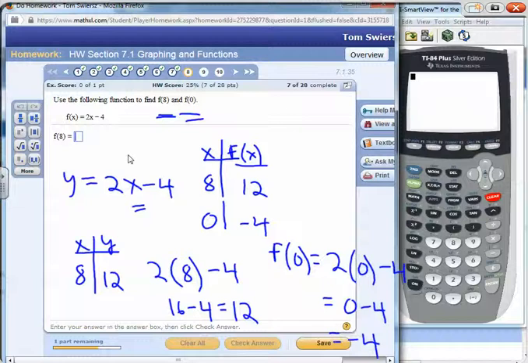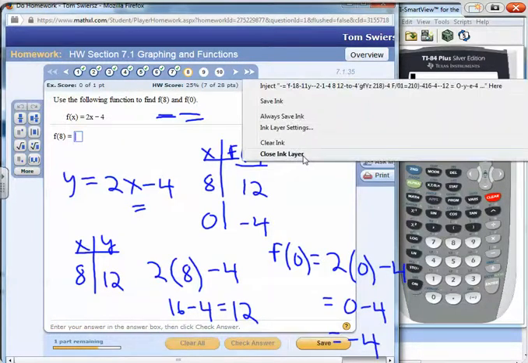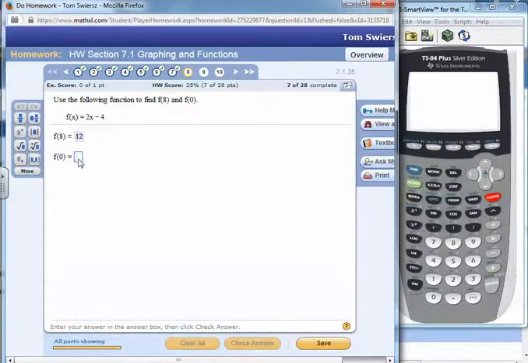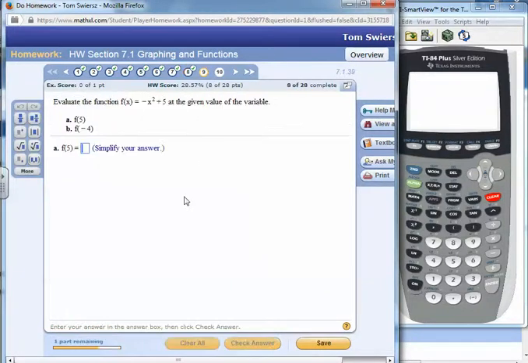Okay? So, again, let's put these in MyMathLab. So we said when f of 8, we put in 8 for x, and we get 12 for the y, and we put in 0. We did the math, and we got a -4 for the corresponding value, which we used to call the y value. Okay? So same math, just new notation.